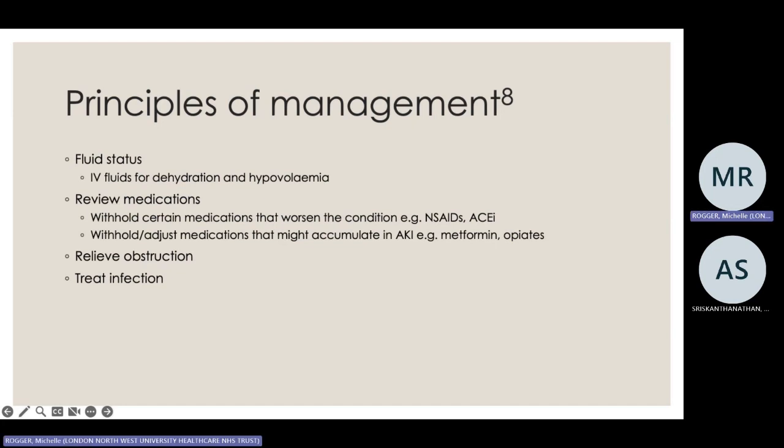If you're worried that someone's got an obstruction, the best way to treat it would be to relieve that obstruction. So whether that's getting rid of the kidney stone or bypassing the prostate temporarily with a catheter. And then finally, if you're thinking it's due to an infection, treat the infection.